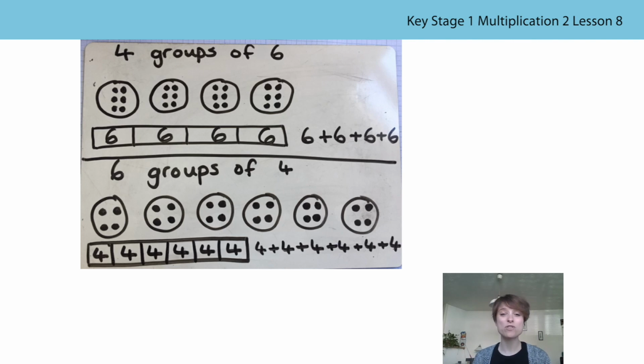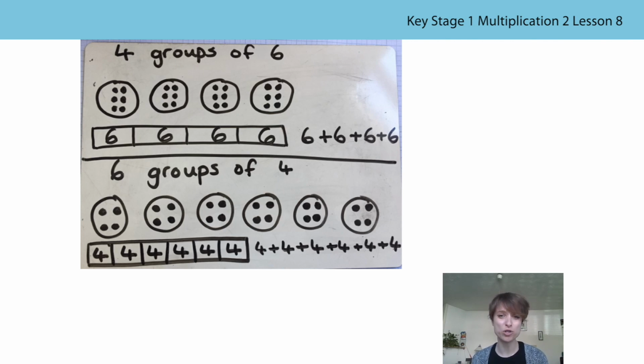Now let's review the practice activity from the previous lesson taught by Mrs. Perry. So she asked you to represent 4 groups of 6 with a drawing, a bar model and a repeated addition expression. She then asked you to do the same to represent 6 groups of 4. Now I hope that you've got your drawings and pictures in front of you.